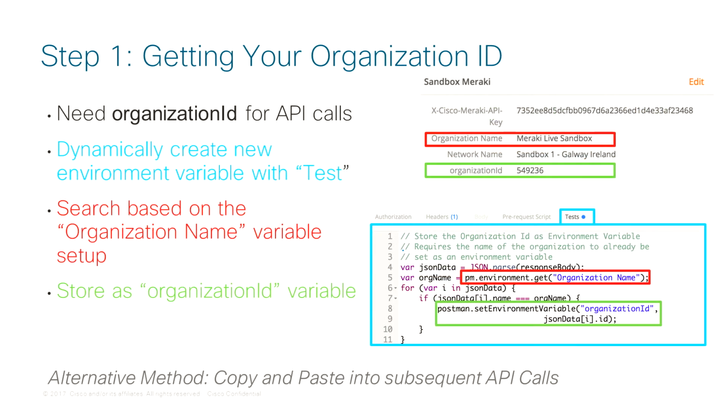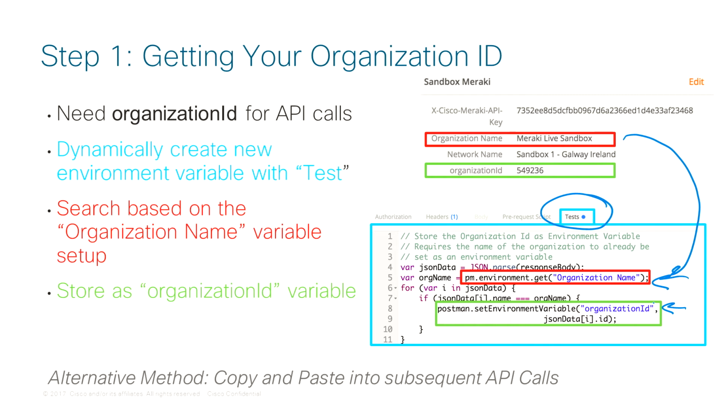So what we see here is we're, again, using that tests feature inside of Postman and just a little bit of JavaScript that, frankly, we can copy and paste from one example to another over and over again. What we're doing here is we want to dynamically create a new environment variable for our organization ID. And we do that here by referencing the organization name environment variable that we set. So we're pulling down the organization name, in this case Meraki Live Sandbox, and then we're searching all of the return data from our organizations call for the organization ID, and then we're creating a new environment variable called organization ID.